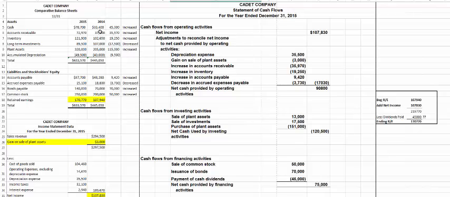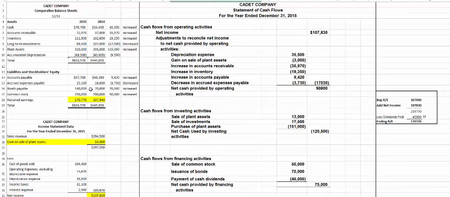Our accounts receivable number increased. Whenever we have an increase in a current asset, we subtract it. Alright, so notice that our accounts receivable increased by $35,970 and our inventory increased by $19,250. Therefore, both of those increases, the dollar amounts by which they increased, needs to be subtracted.